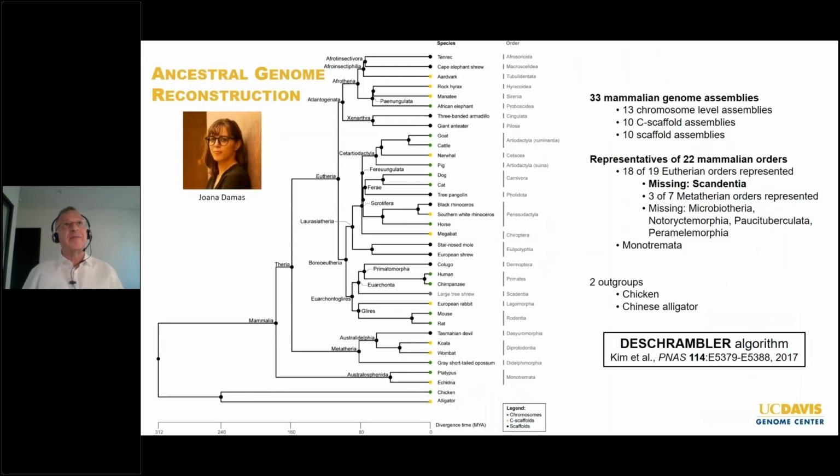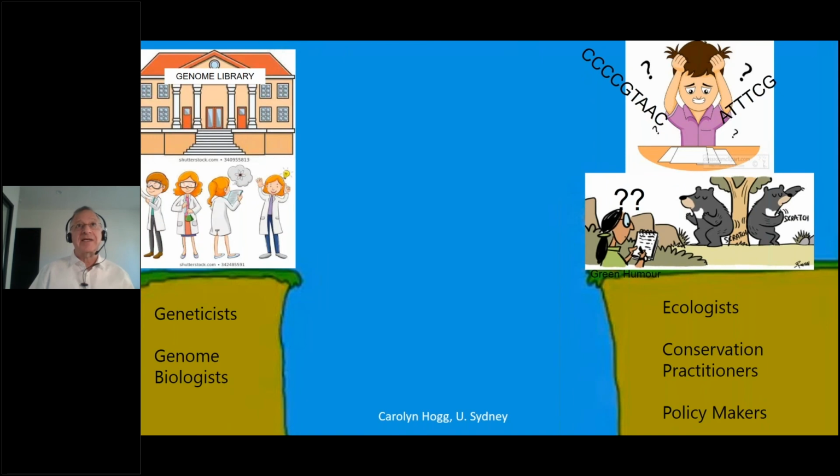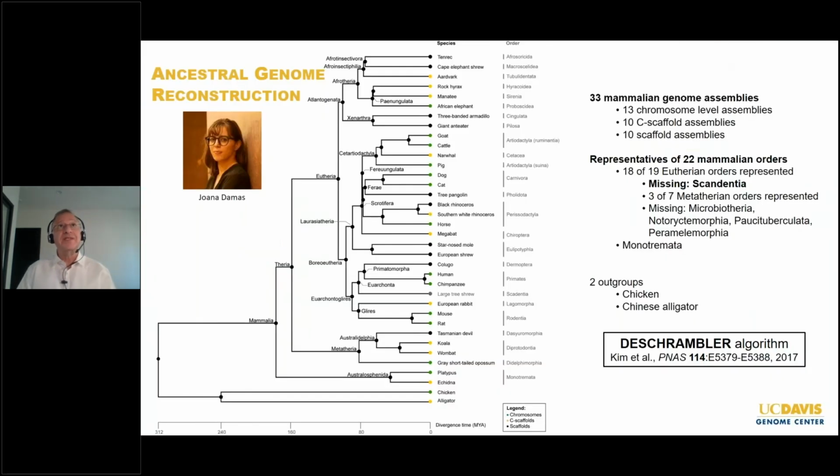And what this assembly allows us to do, in my last data slide, is fill in a missing part of the Eutherian tree. So we already have, for our work on chromosome evolution and ancestral genome reconstructions, at least a scaffold based to a chromosome level assembly for 18 of the 19 Eutherian orders.